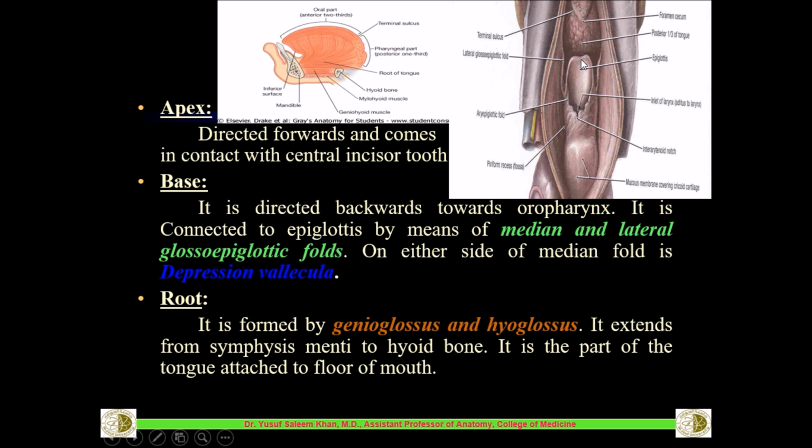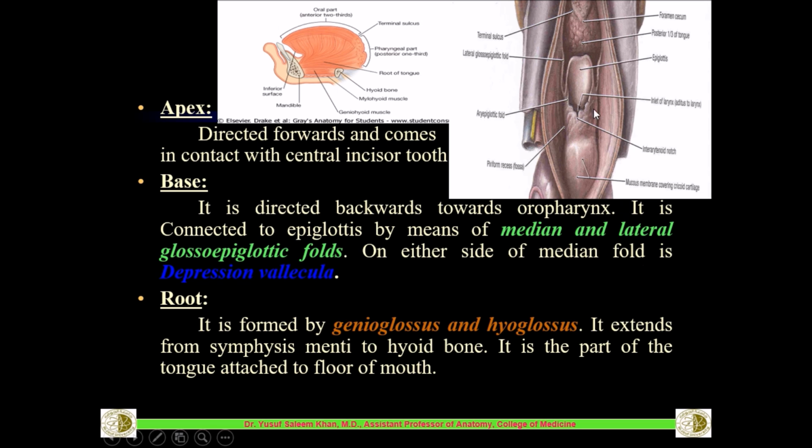So this tongue is connected to the epiglottis by folds of the mucous membrane on either side. These are called the glossoepiglottic folds. So these are the lateral glossoepiglottic folds on either side, and in the middle there is a small one that is called the median glossoepiglottic fold. These are nothing but mucosal folds connecting the tongue and the epiglottis. This is the epiglottis, and the middle one is called the median glossoepiglottic fold.